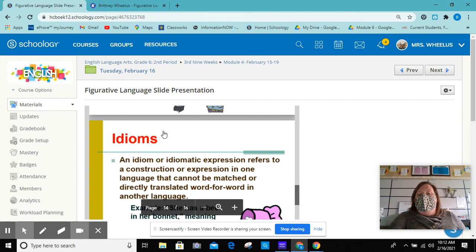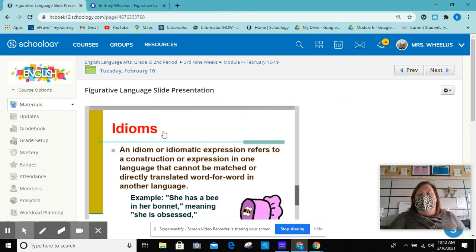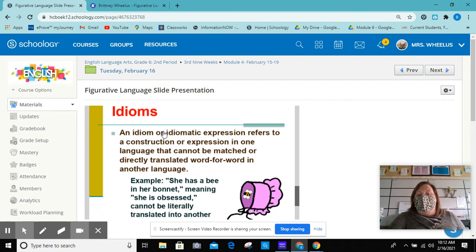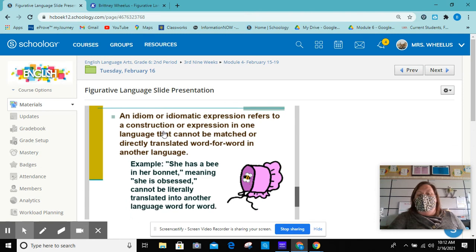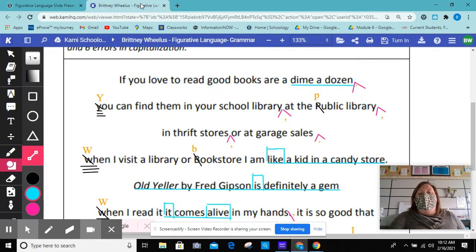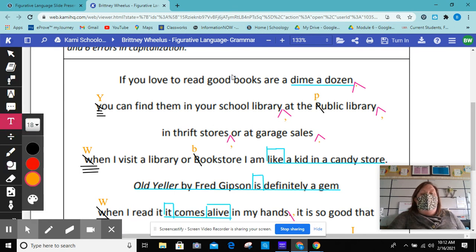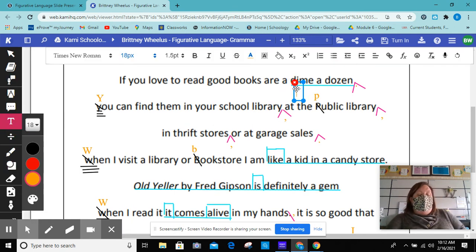An idiom or idiomatic expression refers to a construction or expression in one language that cannot be matched or directly translated word for word in another language. So if you were to go somewhere and say she's a dime a dozen, or that book is a dime a dozen, they're not going to know what that means, and it's going to be hard to translate. It's something that we know what it means in our language. So it is an idiom. All right, a dime a dozen is an idiom.